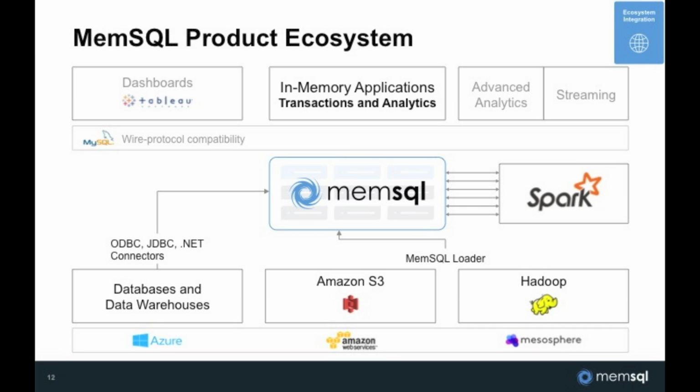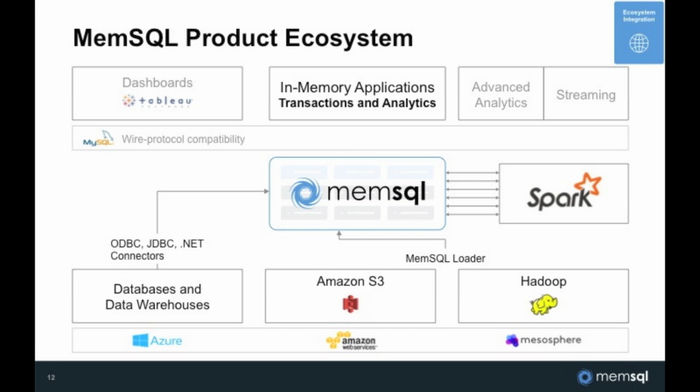A little bit now about the product ecosystem, and then I'll turn it over to Connor. MemSQL, as you can see here in the middle of this slide, integrates with a lot of different applications in the market. One big decision that we, MemSQL, made as a company was to be compatible with the MySQL wire protocol. And the beauty of this is that all your applications that connect to a MySQL database can also connect to a MemSQL database. We use the same client driver as MySQL.